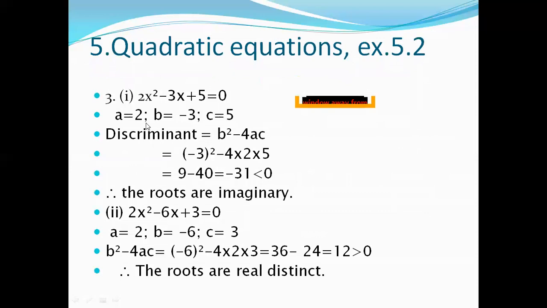First one, 2x square minus 3x plus 5 equals 0. a is equal to 2, b is equal to minus 3, c is equal to 5. The discriminant formula is b square minus 4ac. That means minus 3 whole square minus 4 into 2 into 5. Minus 3 whole square is minus 3 into minus 3, 9. 4 twos are 8, and 8 fives are 40. Minus 40. 9 minus 40 is minus 31. Negative values are always less than 0, so we got discriminant value less than 0. So you should write the roots are imaginary.